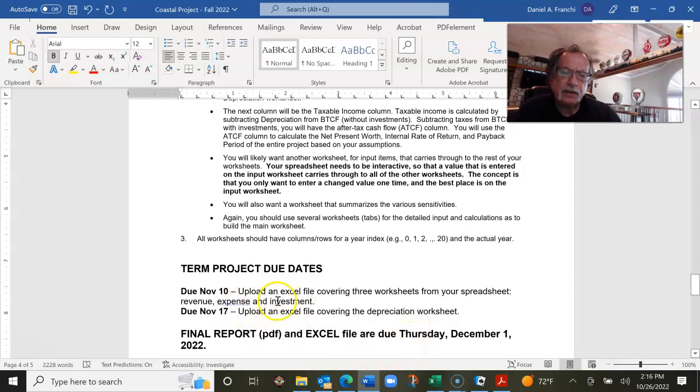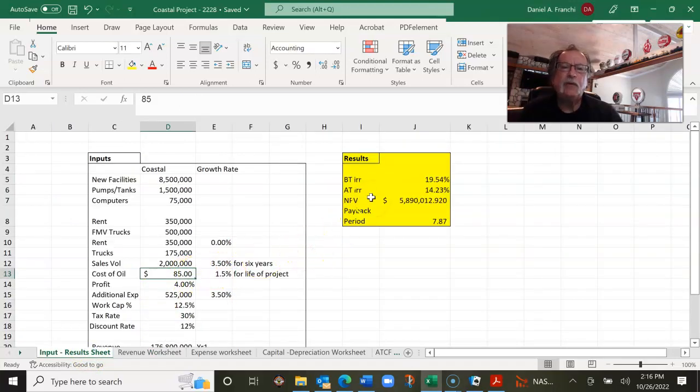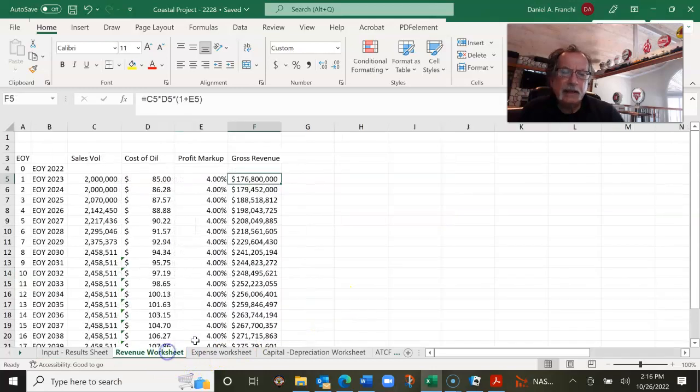I want to show you, and we're going to talk about this a little bit more next week, what I'm looking for primarily from the revenue sheet. So we're going to put together a workbook, and the way I like to do my workbooks is I have a page with inputs and results on it. That way I can change a number and see what my results look like. Now the revenue worksheet, where is the revenue going to come from? Well, the revenue is going to come from the sales and markup of oil, bunker oil you're purchasing.